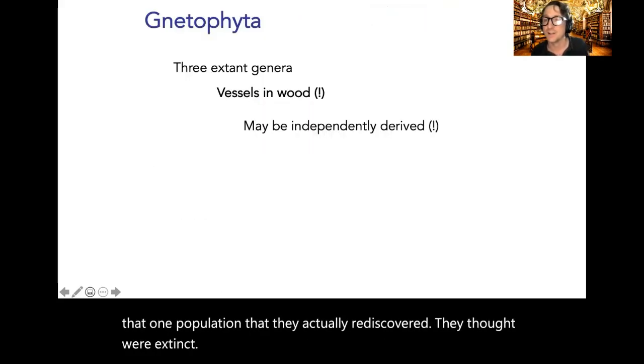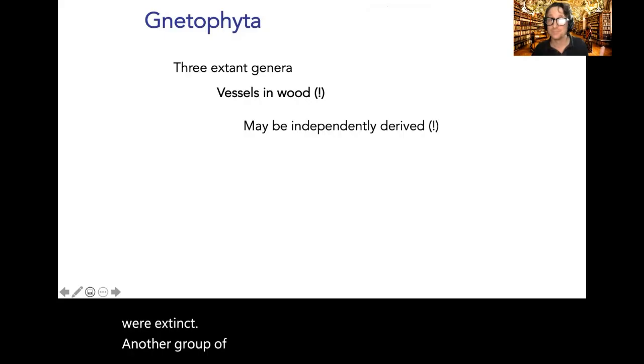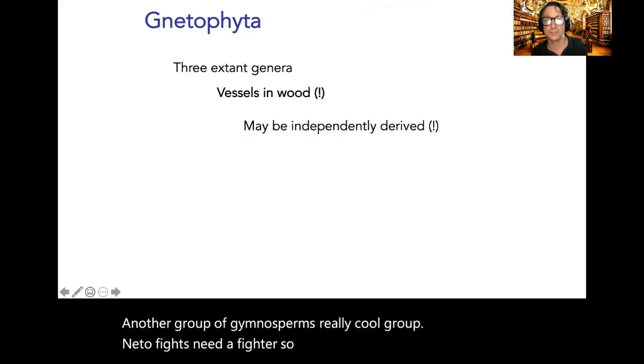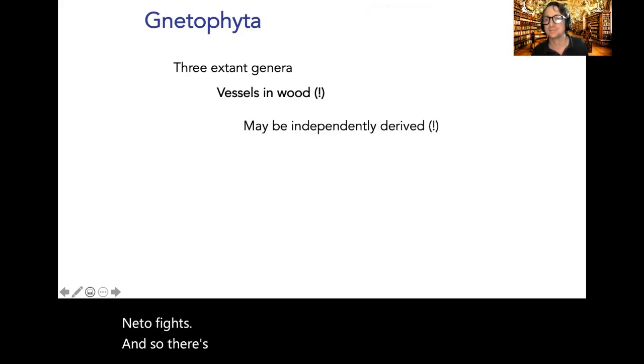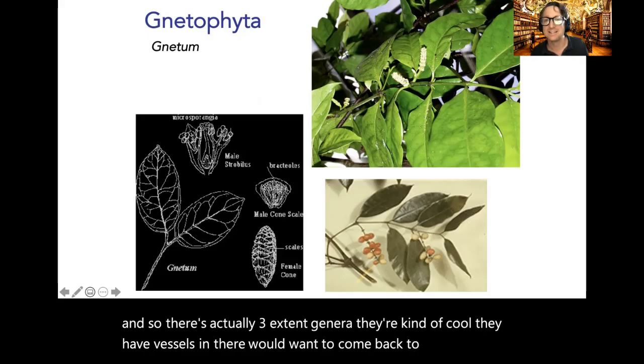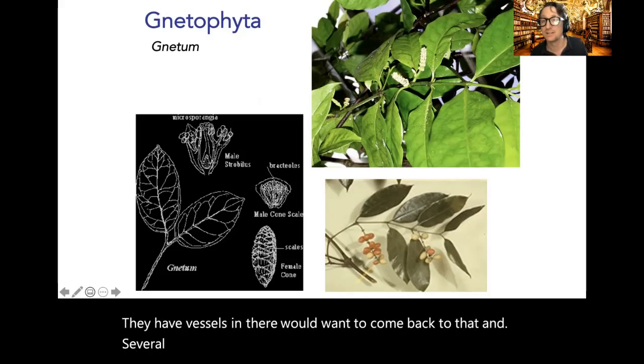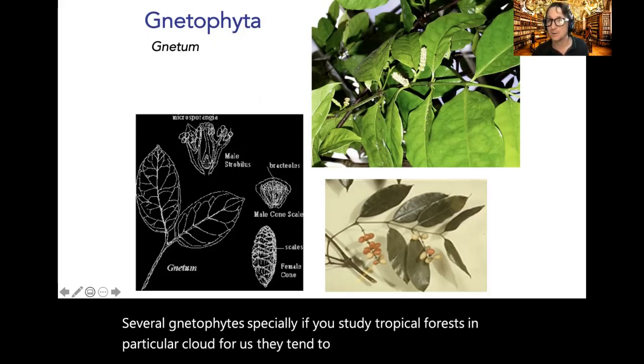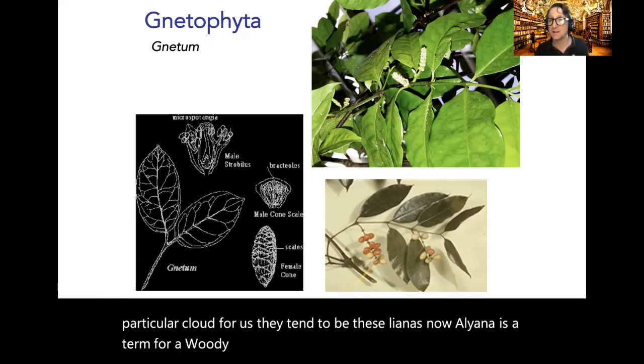All right, another really cool group of gymnosperms, the Gnetophyta. The G here is silent, G-N-E-T-O, Gneto, all right, Gnetophytes. There are actually three extant genera. They're kind of cool. They have vessels in their wood. We're going to come back to that. Several Gnetophytes, especially if you study tropical forests, in particular cloud forests, tend to be lianas. Now, a liana is a term for a woody vine. Okay? A woody vine means their stem actually gets really woody and they get really big.